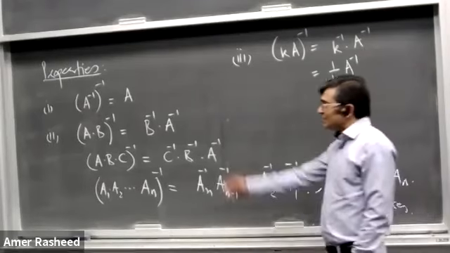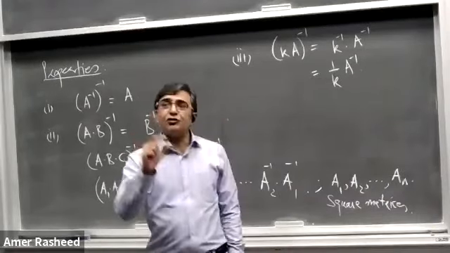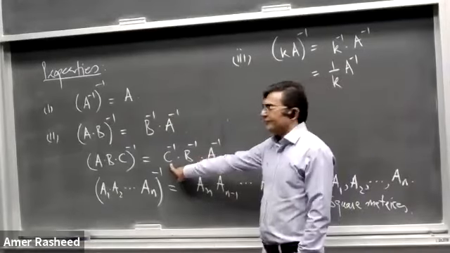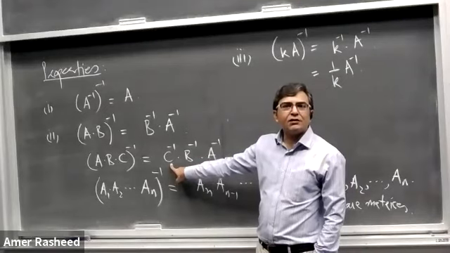Yes, of course, they must be invertible. Their determinant should not be 0. Otherwise, how can you write C inverse if it is not invertible?